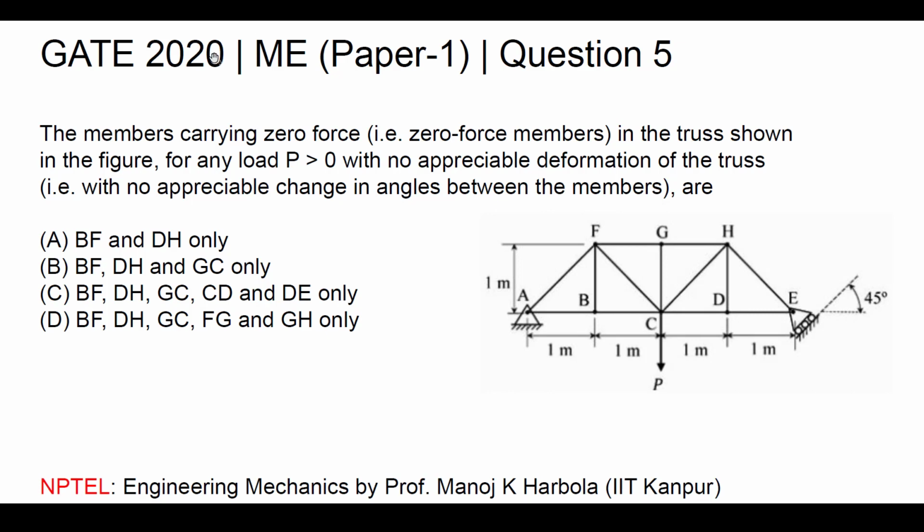Hi all. Today we are going to see a question from GATE 2020 paper 1 of mechanical, question number 5. You are being given a truss structure like this, and you are being asked which are the members carrying zero force, that is, zero force members in the truss for any load P greater than 0. So your load P is greater than 0. You have four options.